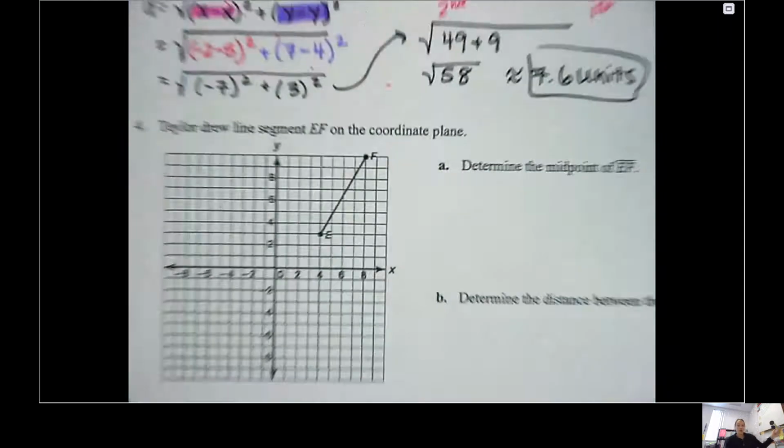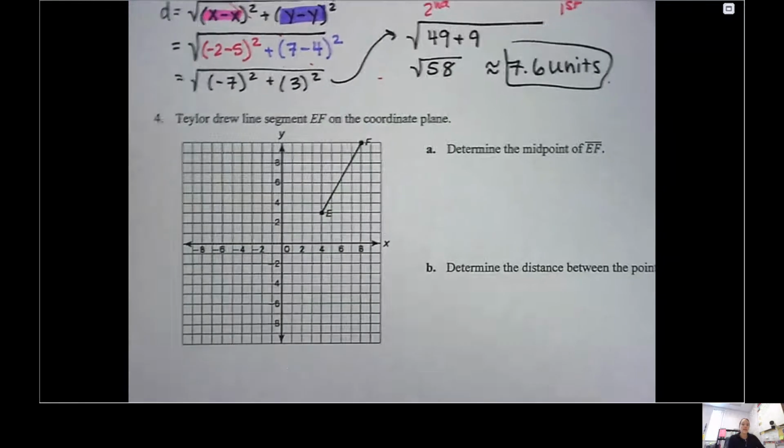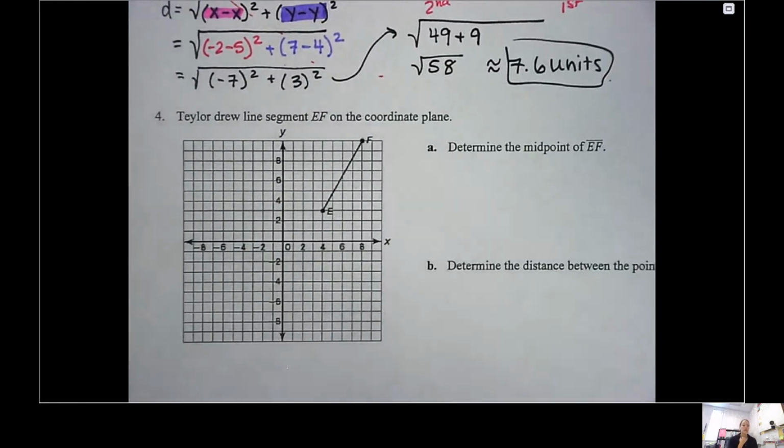Okay. Number 4. Taylor drew line segment EF on the coordinate plane. Determine the midpoint of EF and then determine the distance between the two. In order to do that, the first thing I need to do is just write the coordinates of each point.